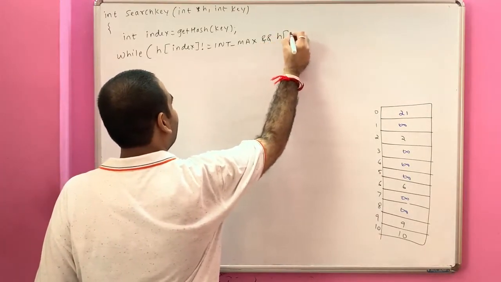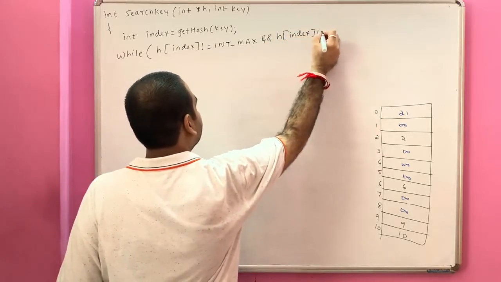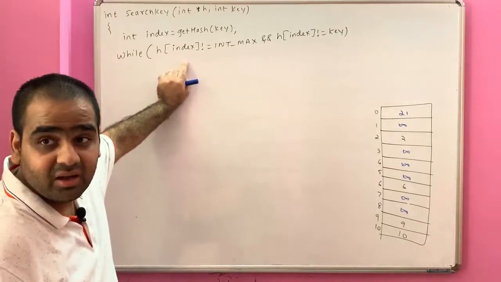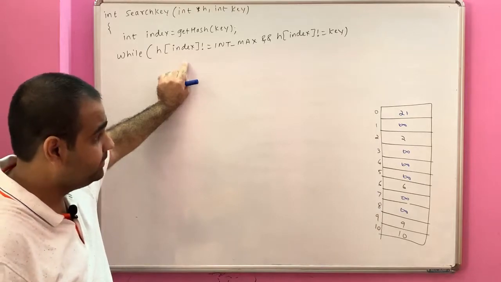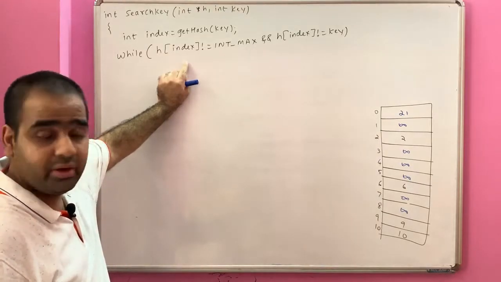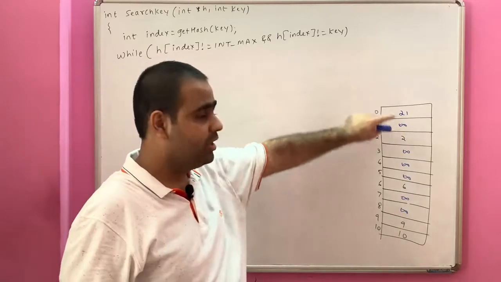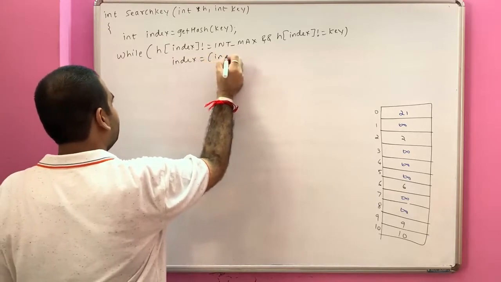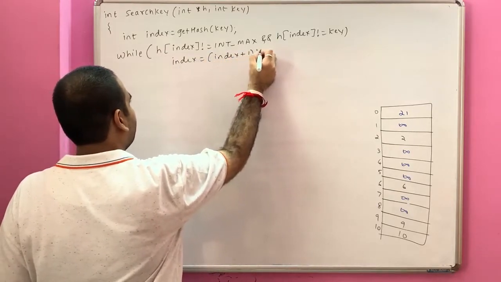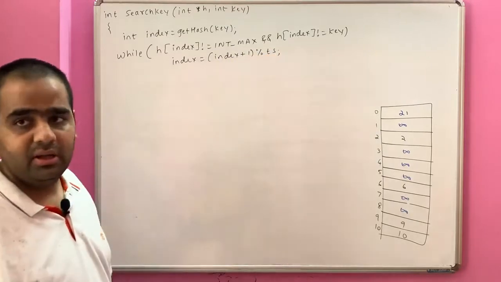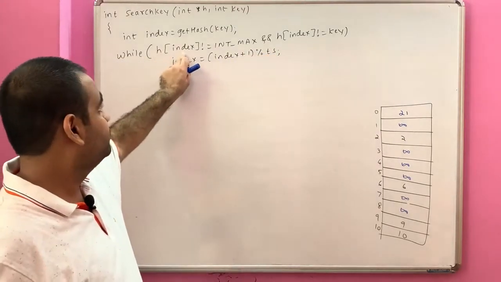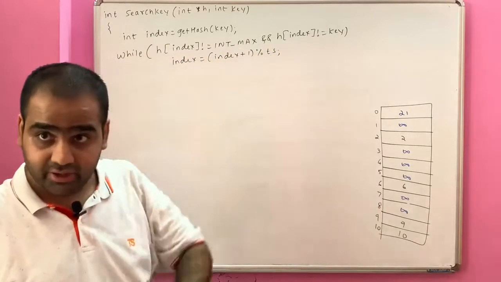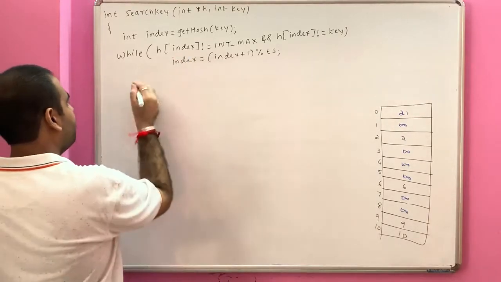And what do I say? H of index is not equal to key. Now, h of index here is 10, not equal to infinity, yes. H of index is 10, not equal to 21, yes. You move forward, and how do we move forward? We say index is equal to index plus 1 modulo table size. Now, table size is 11, 11 mod 11 is 0. Go back, h of 0 is 21, not equal to infinity, yes. 21 not equal to 21, it is false. Therefore, you come out. You come out because of these two conditions.